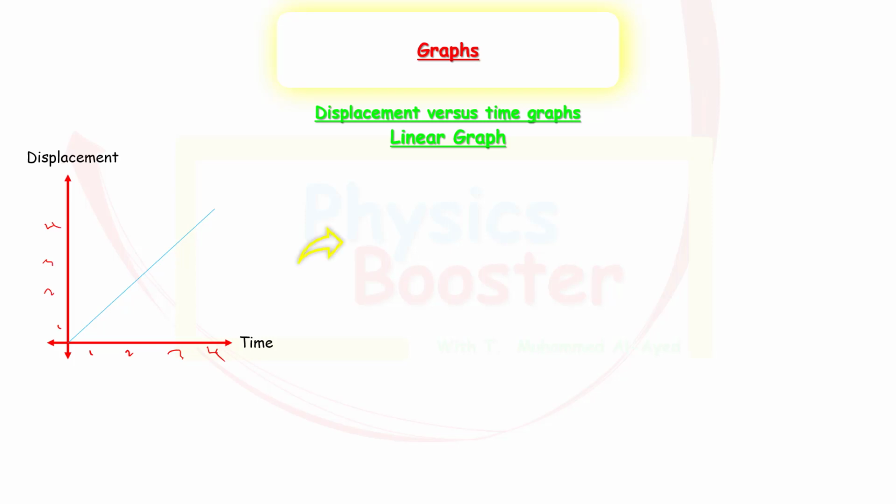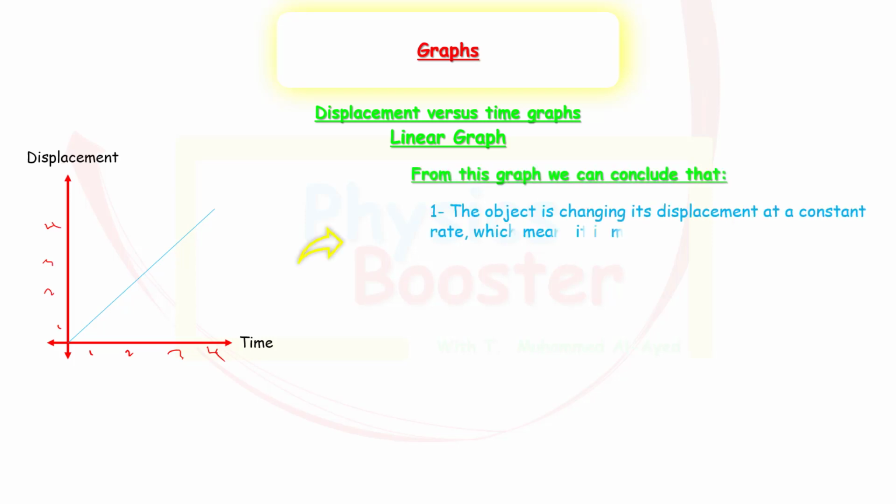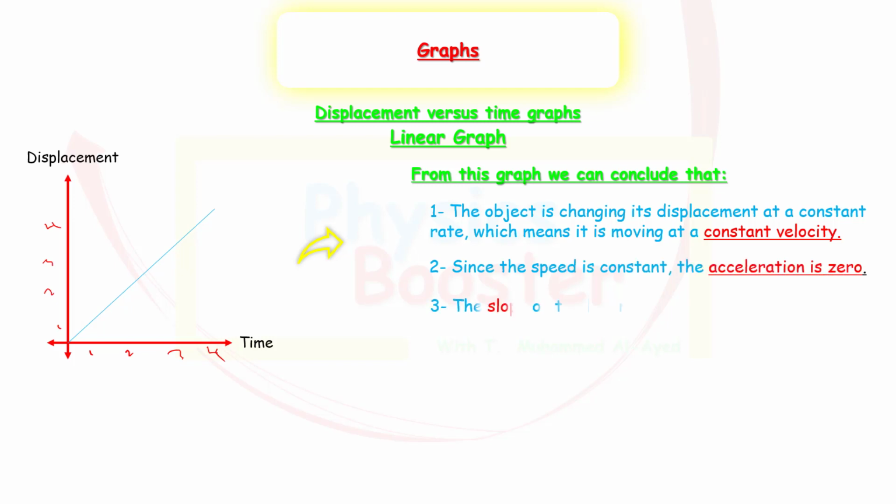Now, what this graph is saying, first of all, is that the object is changing its displacement at a constant rate. See, for example, at 1 it was 1, at 2 it was 2, at 3 it was 3. This means that the object is changing its displacement at a constant rate, which means, in other words, that there is a velocity because the displacement is changing, but this velocity is constant. We have a constant velocity, okay?